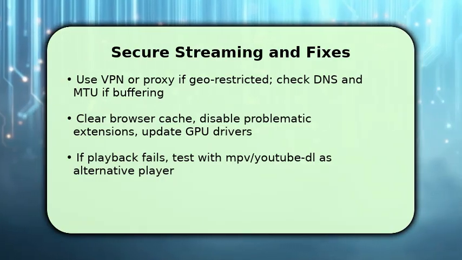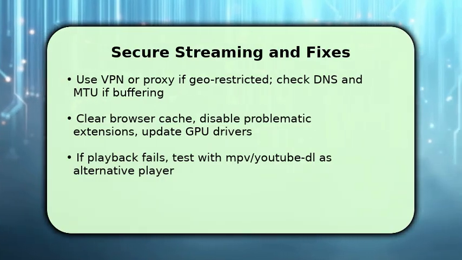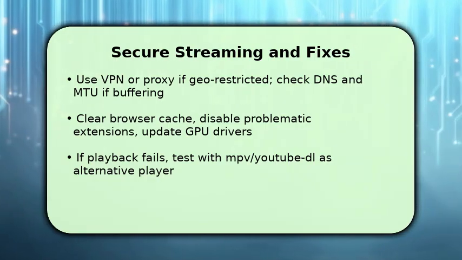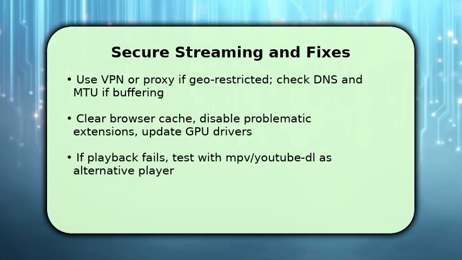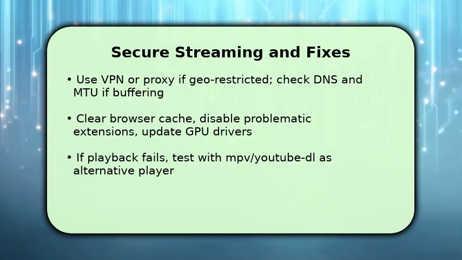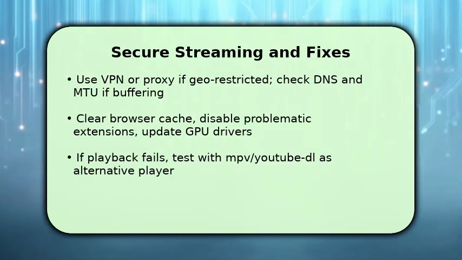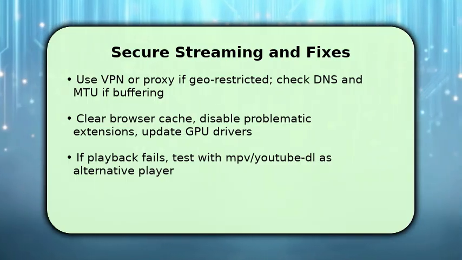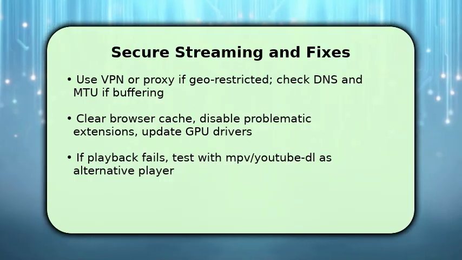If YouTube still misbehaves, test streaming with mpv combined with youtube-dl or yt-dlp. That isolates browser issues. A key troubleshooting tip: when everything else fails, run vainfo, check dmesg for driver errors, and revert to software decoding to identify the root cause.